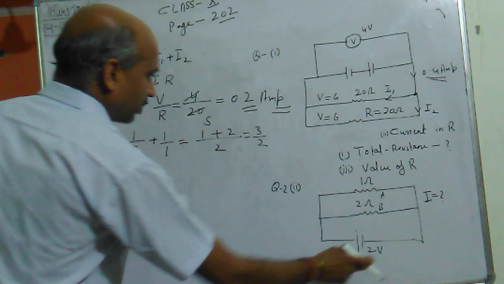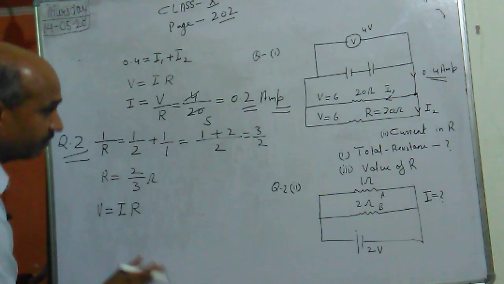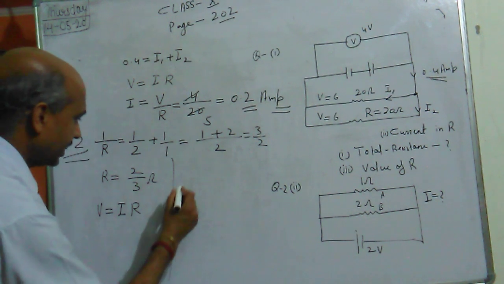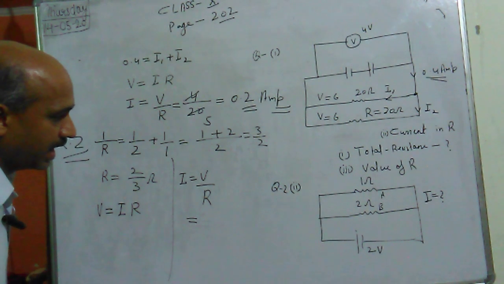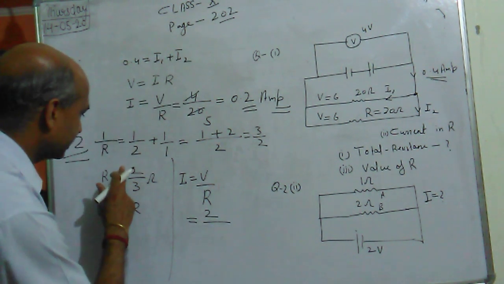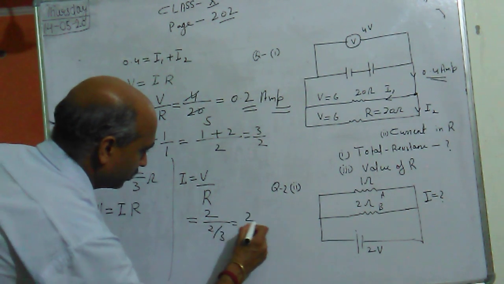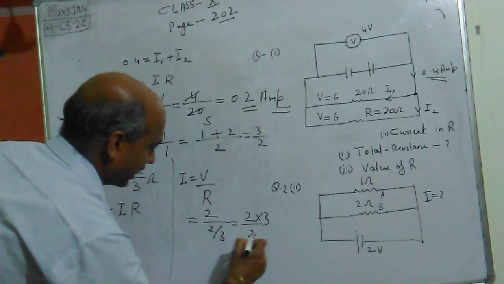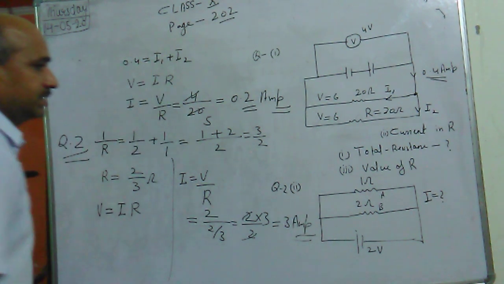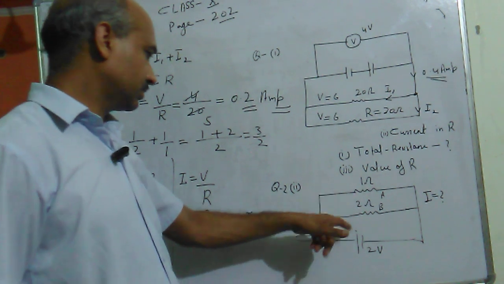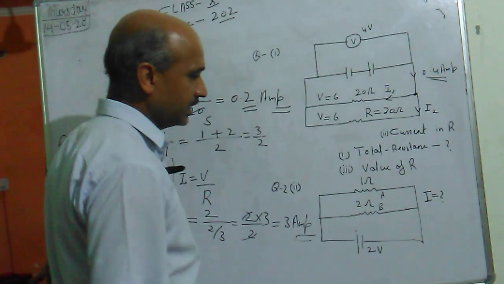And what about the voltage? The voltage is 2 volt. The basic formula is V equals IR, and we want the value of I. So I equals V upon R. The value of V is 2 volt, and the value of R is 2 by 3. Solve it, cancel it. So I will be 3 ampere. So the total current is 3 ampere. That means this battery is giving us 3 ampere of current.